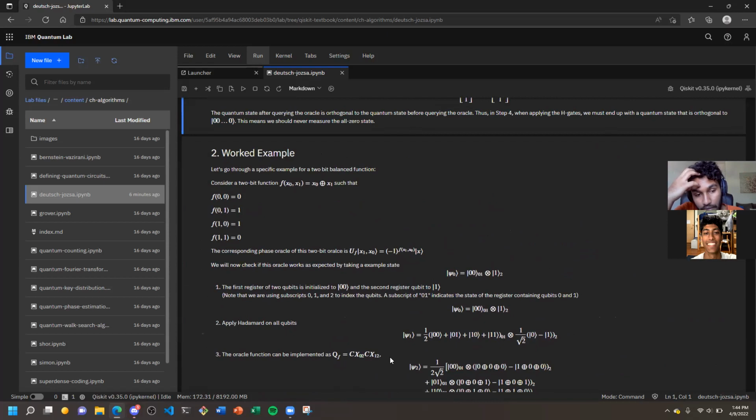The corresponding phase oracle of this 2-bit function, I don't know if they misspelled that or whatever, is U_f of x1 and x0, which is equal to -1 to the power f of x1 and x0, and we apply that to the ket x. We will now check if this oracle works as expected by taking an example state.